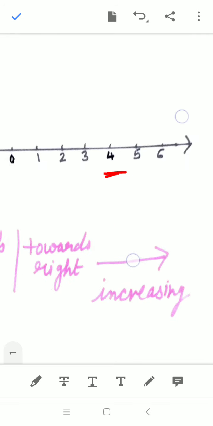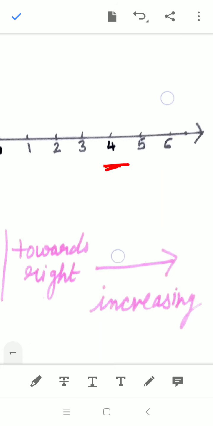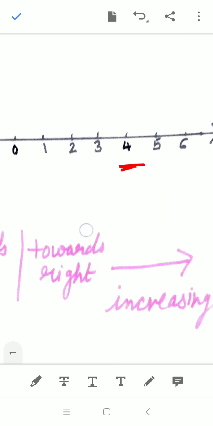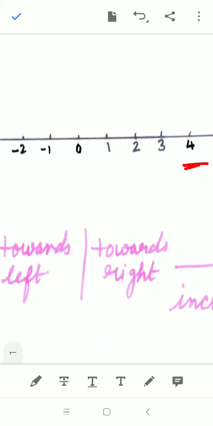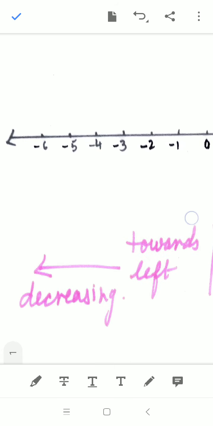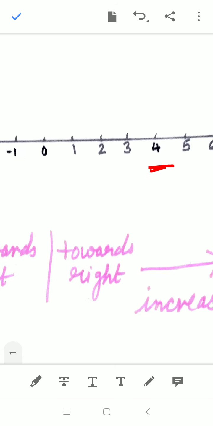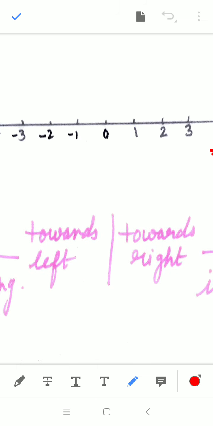Now let us see the numbers to the right of 4 on the number line. There are infinite numbers to the right, that is 5, 6, 7, 8 and so on. All are greater because we are moving towards the right. And when we move towards the left, we see 3, 2, 1, 0, -1, -2, -3, all of which are smaller than 4.